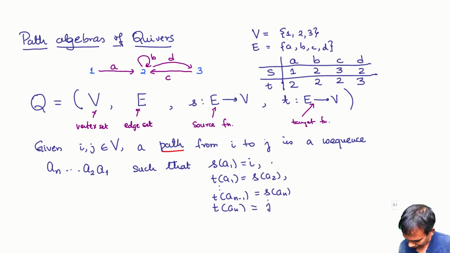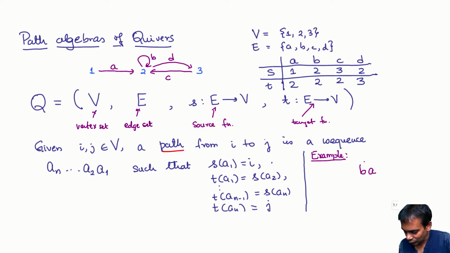is J. Okay, so in this example, I can write down a path from 1 to 2. I have to start with 1, I have to follow arrows, and each time I follow an arrow, I write down that letter, and I write them from right to left. So for example, I start with 1. The only way to get out of 1 is to use the arrow A. Now I'm at 2. So what do I do? I could either do B or I could do D. Let's do B. And I'm back at 2.